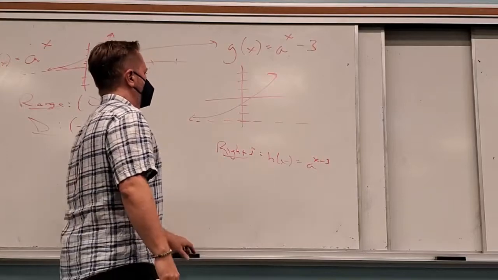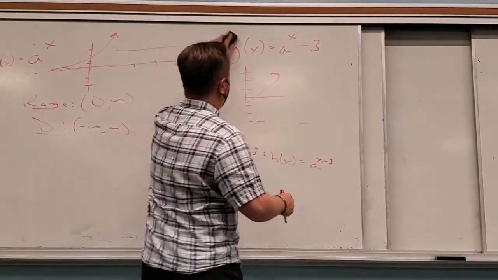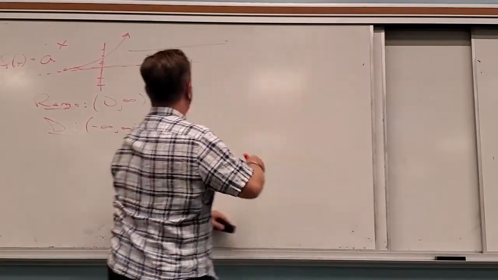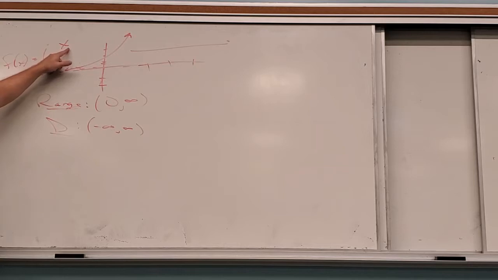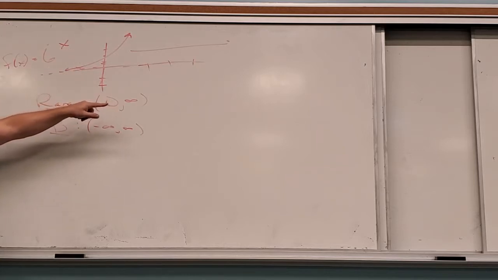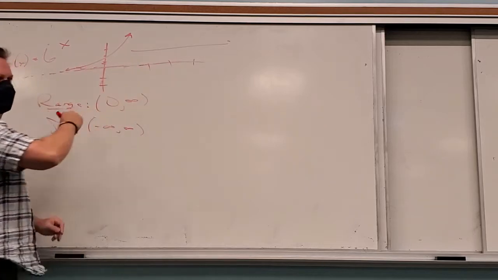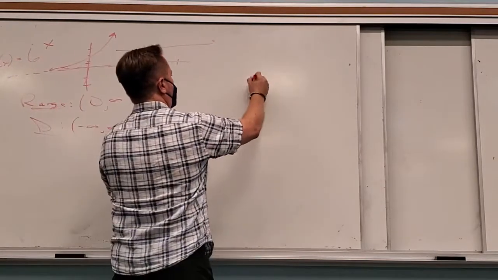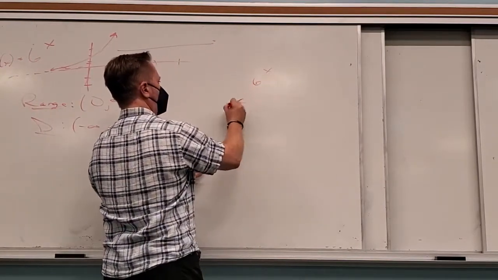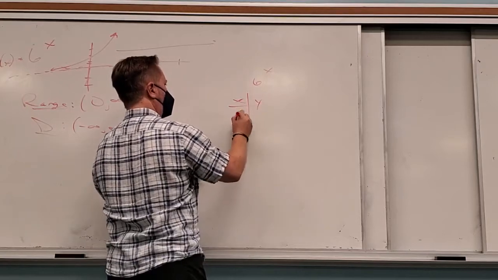All right, so the normal range for something, in fact, let me make this a 6, because it doesn't matter. The normal range for something to the x is 0 to infinity. And we know this. We know there's an asymptote here. Right? And again, I really want you to understand. So if I have 6 to the x, what do I want to put a 0 in?